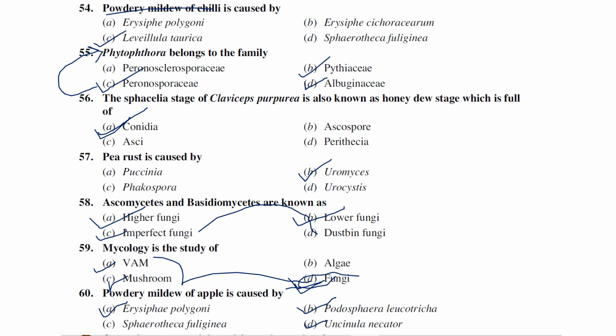Actually, cucumber powdery mildew is caused by two types of fungi, I think: Sphaerotheca fuliginea, Podosphaera xanthii, and Erysiphe cichoracearum, Golovinomyces cichoracearum. Some of these will be there, but I am not that clear about it. Please go through it, or if possible, I will try to mention it in the next video. Here, powdery mildew of apple is caused by Podosphaera leucotricha.